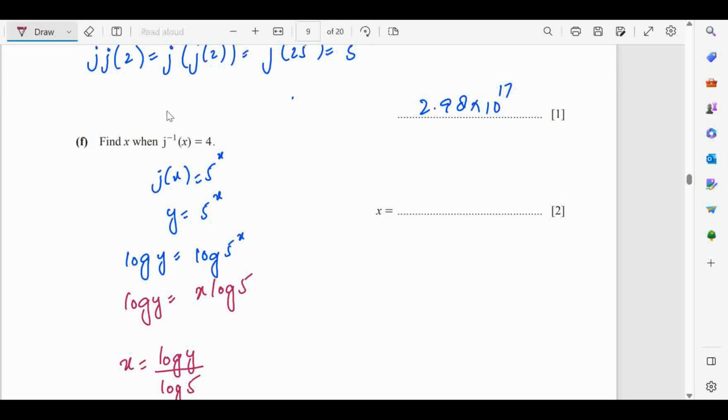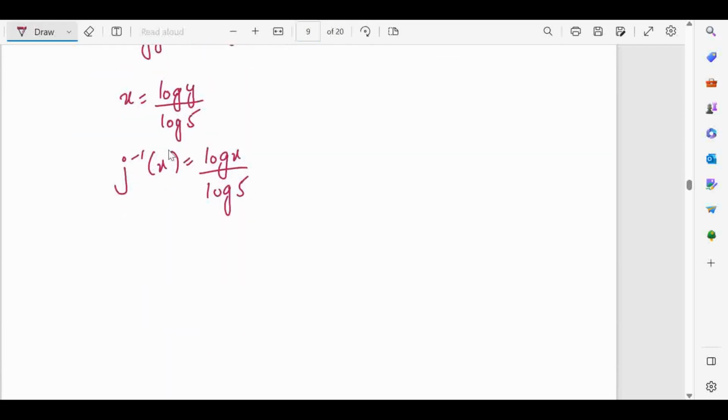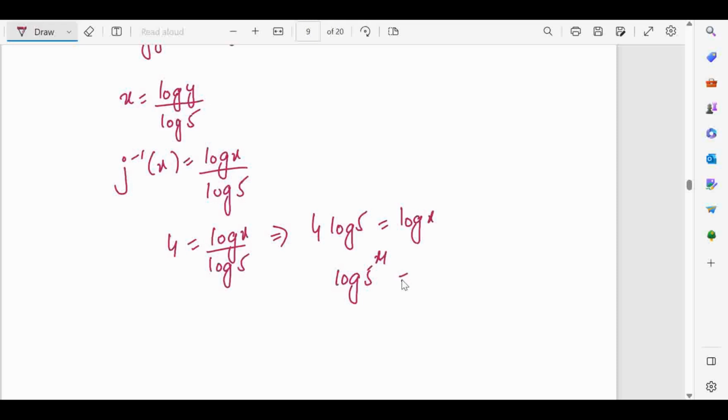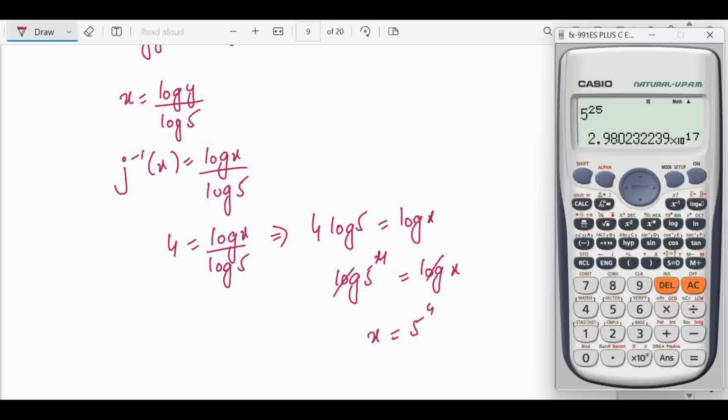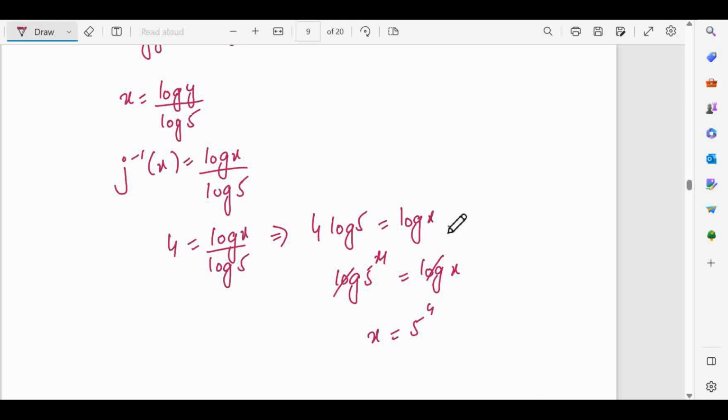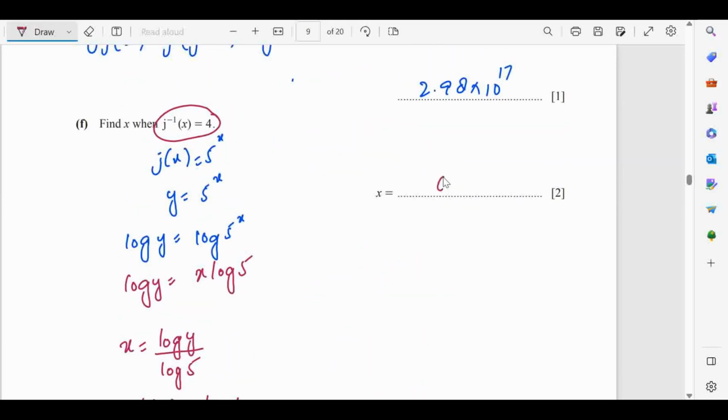Now here we know that j inverse of x is equal to 4. So using this, 4 will be equal to log of x divided by log of 5. Now if we change it, this will be 4 into log of 5 is equal to log of x. And if we use the reverse property, 5 power 4 is equal to x. We can cancel out the log on both sides. The x will be equal to 5 power 4. 5 power 4 will be equal to 625. So x will be equal to 625. This will be the final answer.